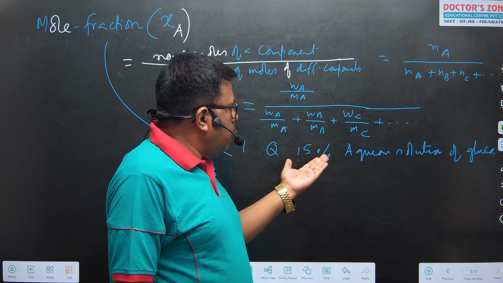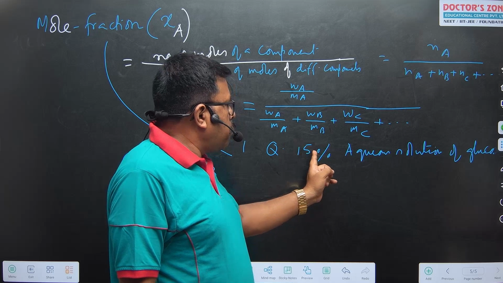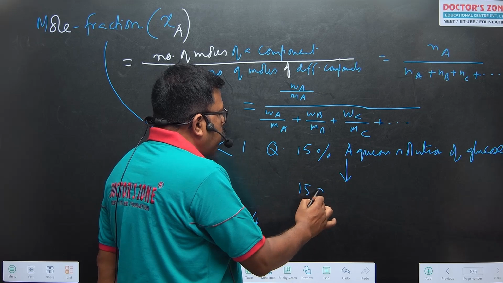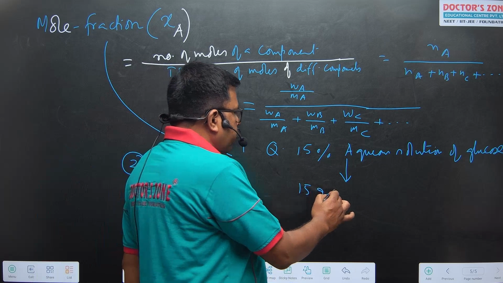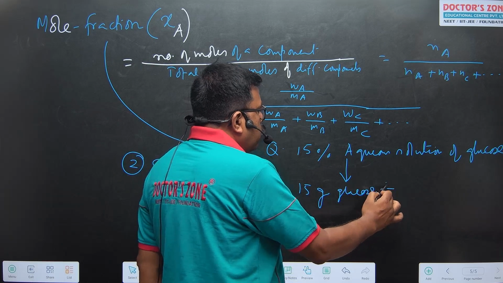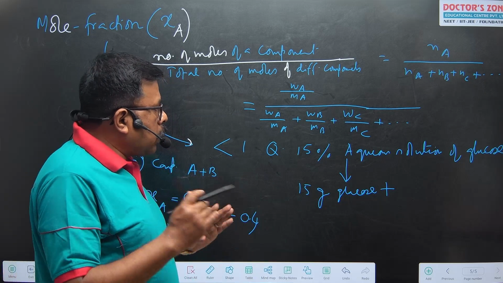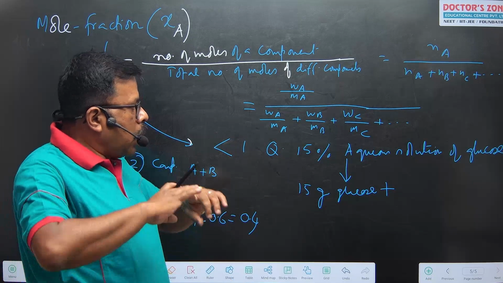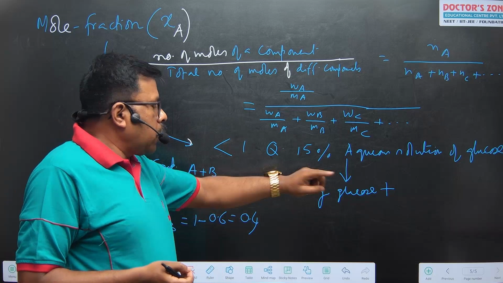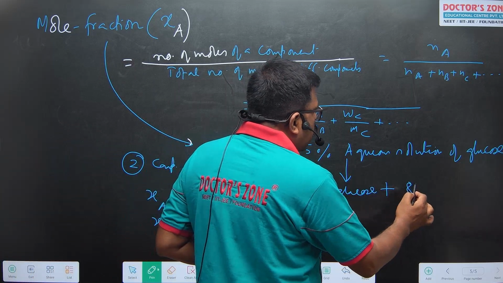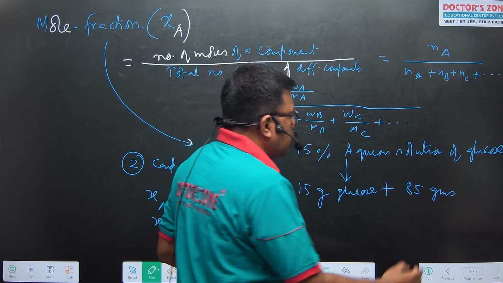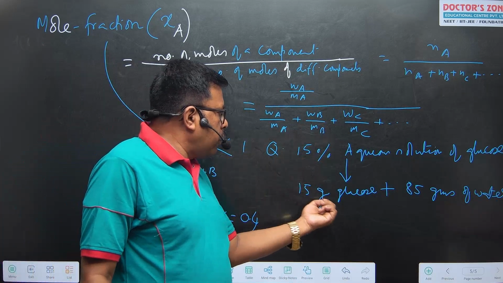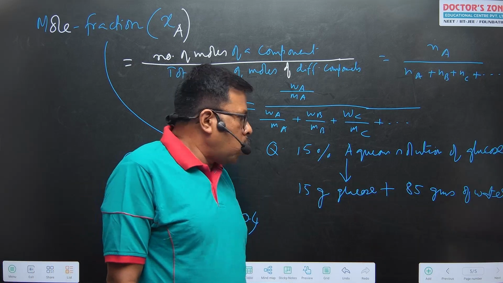Now since we have done mass percentage, it is in mass percentage. What does a 15% aqueous solution of glucose mean? It means 15 grams of glucose in 100 grams of the solution. If there are 100 grams of solution and 15 grams is glucose, then definitely water will be 85 grams. So a 15% aqueous solution means 15 grams of glucose with 85 grams of water.